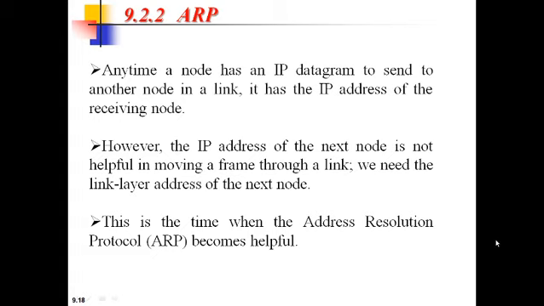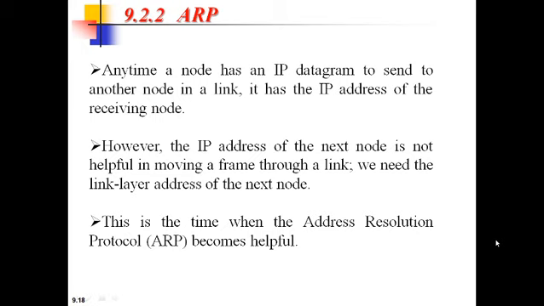In a network, every node will have an IP address and also a MAC address. IP address is a logical address and MAC address is a physical address. Anytime a node wants to send a datagram to a destination, it will add the source IP address and destination IP address. Initially, it will send the data to the nearest router.